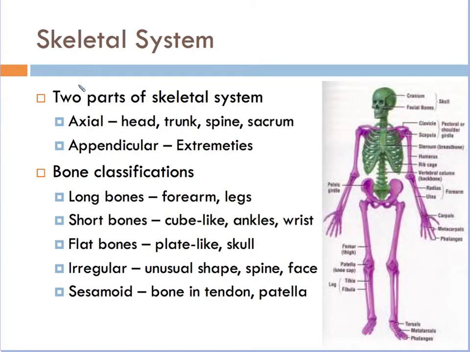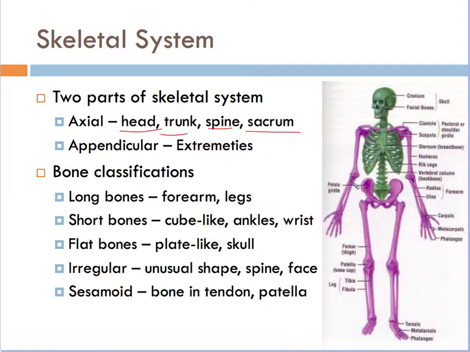So for starters, your skeletal system is divided into 2 main parts. We have what's called the axial skeleton and the appendicular skeleton. Your axial skeleton is composed of your head, trunk, spine, and sacrum. That's in green over here on the diagram. Your appendicular skeleton is all of your extremities, everything else, essentially. So your arms, your legs, most of your pelvis outside of your sacrum, and your pectoral girdle is also there.